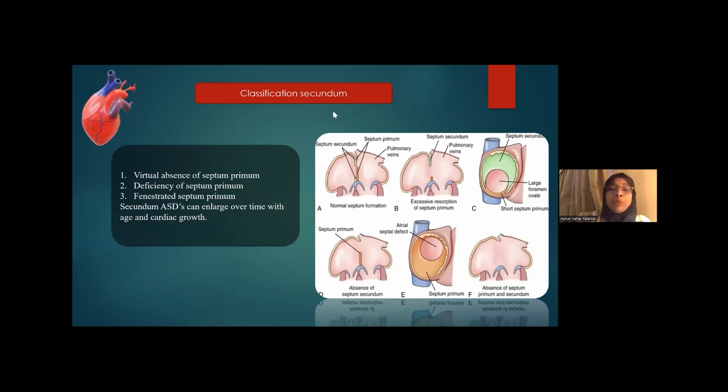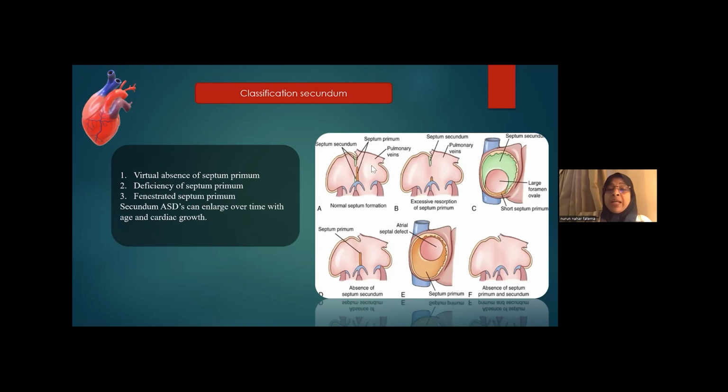Now we can classify the second type of the ASD as virtual absence of the septum primum. There may be deficiency of the septum primum, there may be fenestration in the septum primum. So these are the three different types of the secundum ASD. And secundum ASD, if it remains untreated, can enlarge over time with age and cardiac growth. So a small ASD in course of time may convert into a very large ASD.